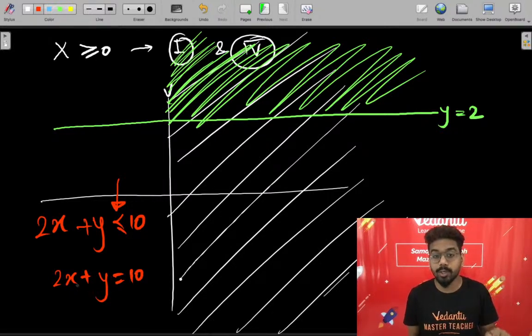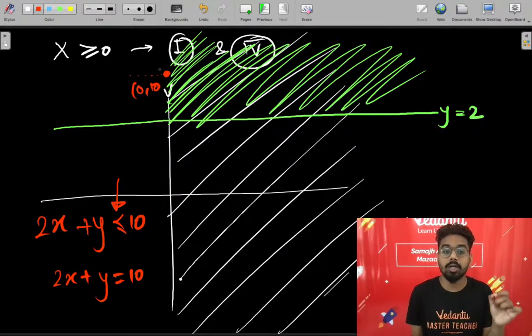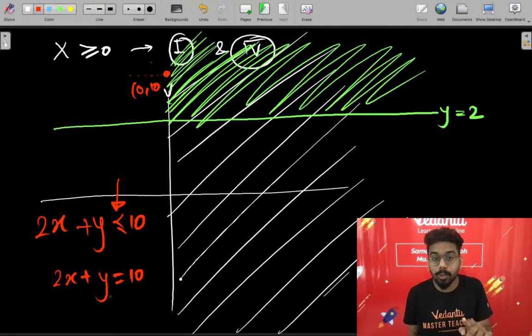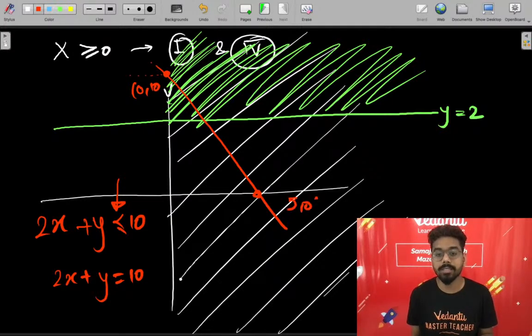Put x equal to 0. X equal to 0 means I am talking about a point on the y-axis. You will have y equals to 10. So 0, 10 is the point where this line will cross the y-axis, and when you put y equal to 0, I am looking for a point on the x-axis. You will have x equal to 5. So the line that forms on joining them is this. Okay, this is 5, 0.